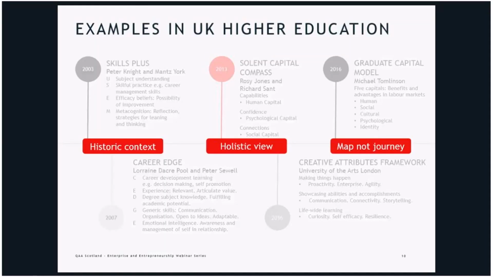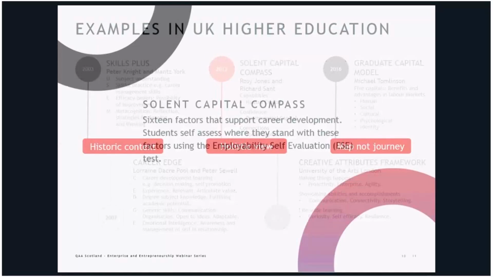I think about how I use the Solent Capital Compass here at the university, both with students and with academic colleagues. I'm sure there'll be a lot of similarities with how my other colleagues in Solent Futures use it, but I might look at it in a slightly different way and use slightly different language as well. So it's useful to have this historical context, and maybe that helps to see where we fit into the scheme of things.